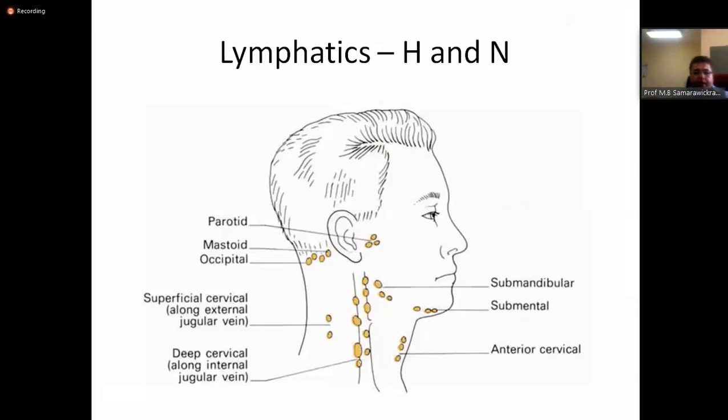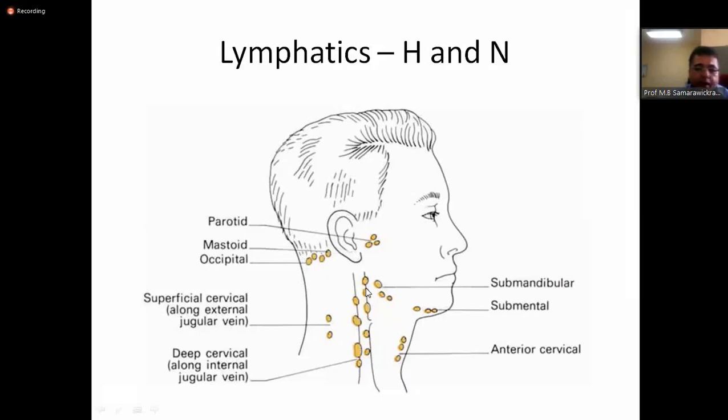Lymphatics of the head and neck. There are two groups, deep and superficial. The superficial group is arranged as vertical and longitudinal groups. So the important superficial groups are the submental, submandibular, parotid, and retroauricular or occipital nodes.